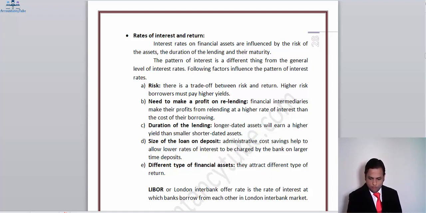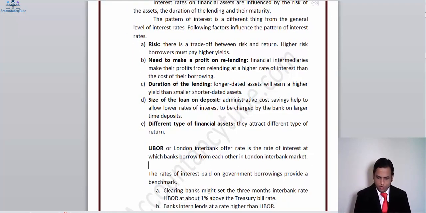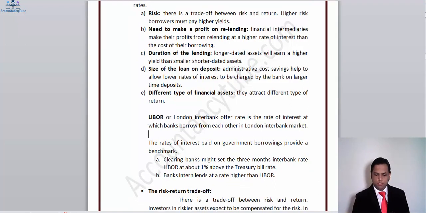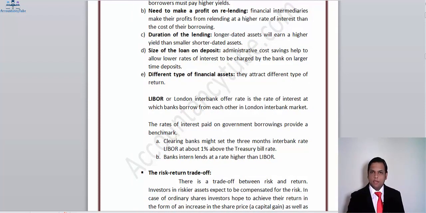Then we have the London interbank offer rate, or LIBOR. It's important when computing the debt instruments. That is the rate of interest at which banks borrow from each other in the London interbank market, set by the central banks. And the borrowing between the banks is done above those rates. The minimum threshold is set by the central bank.